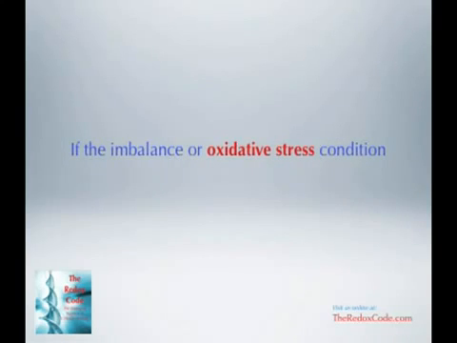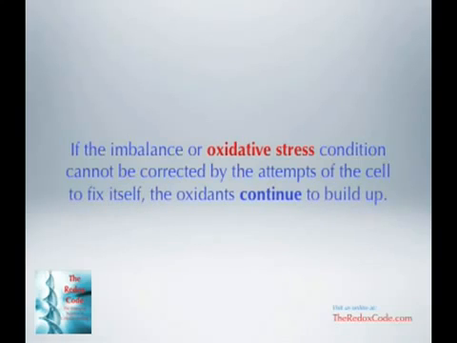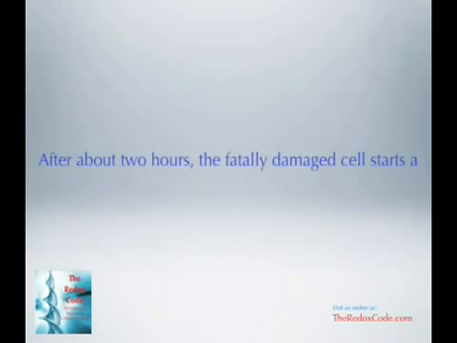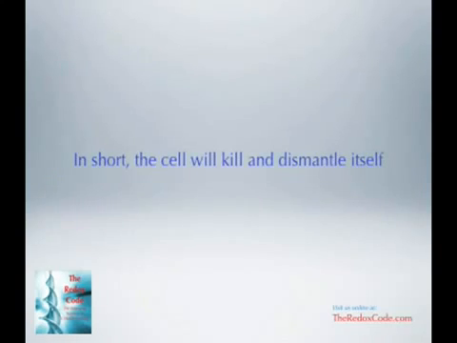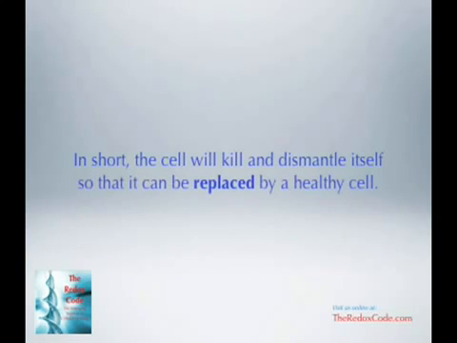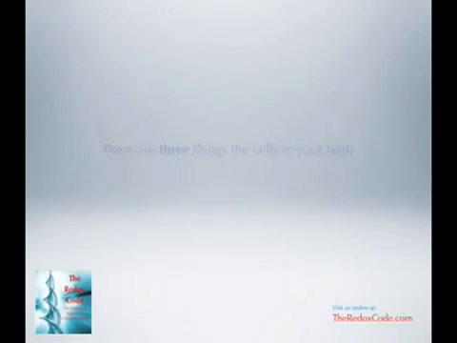If the imbalance or oxidative stress condition cannot be corrected by the attempts of the cell to fix itself, the oxidants will continue to build up. After about 2 hours, the fatally damaged cell starts a programmed cell suicide sequence called apoptosis. In short, the cell will kill and dismantle itself so that it can be replaced by a healthy cell. This is how the healing process begins.